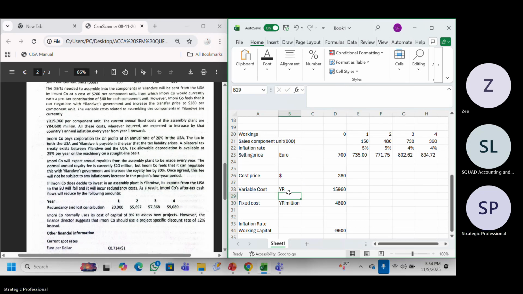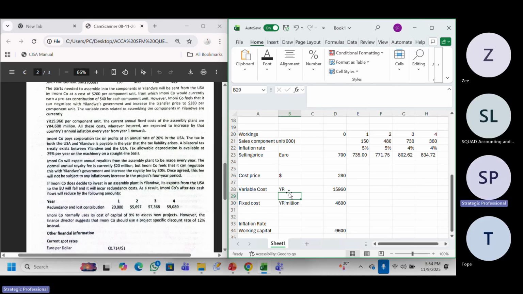Now, they said all these costs, wherever incurred, are expected to increase by that country's annual inflation rate every year. So this 15,960 is going to increase by the inflation rate. And what's the inflation rate for YR?